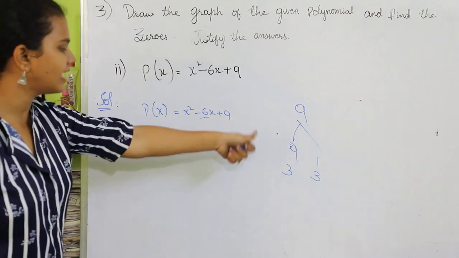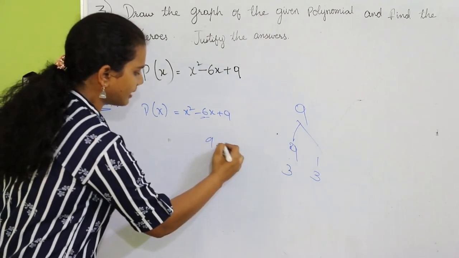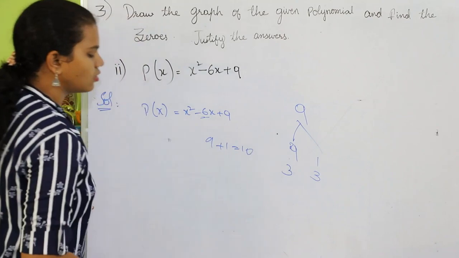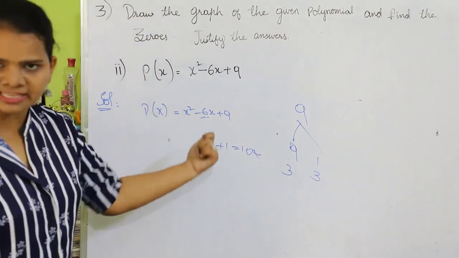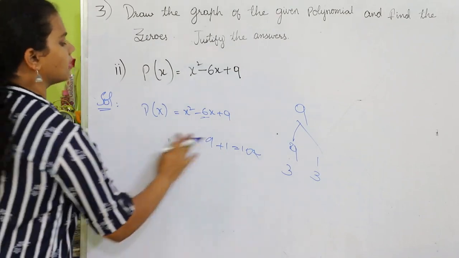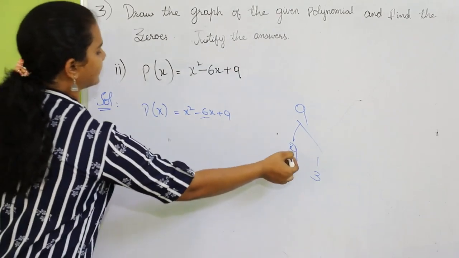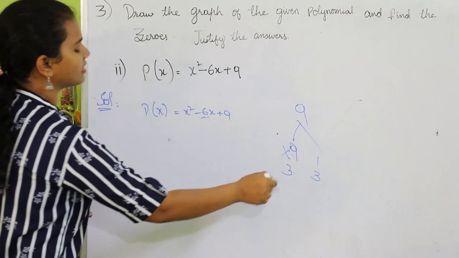Now what happens here? So 9 plus 1. If I add 9 plus 1 equals what? 10. No, we cannot take these two factors for this given problem. So eliminate this. Eliminate this.